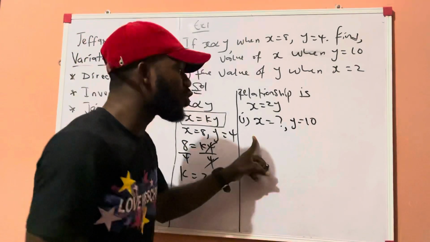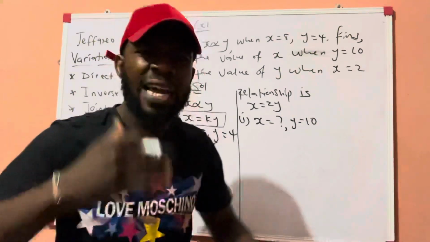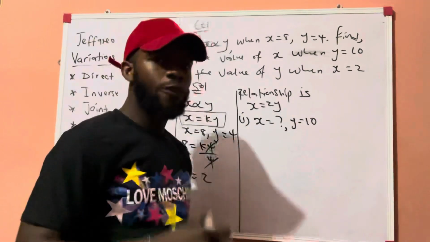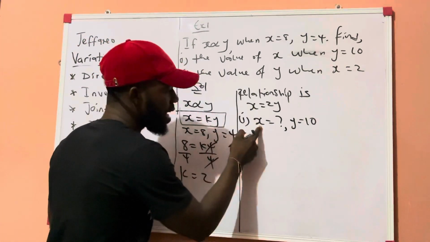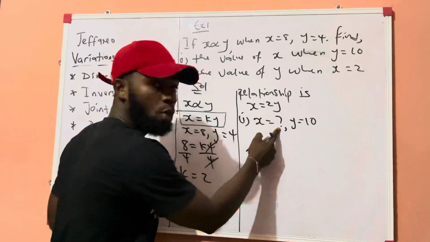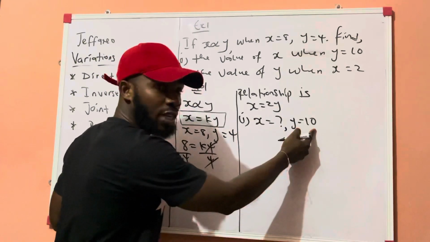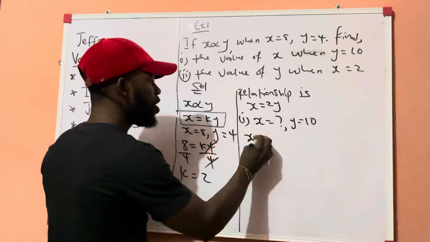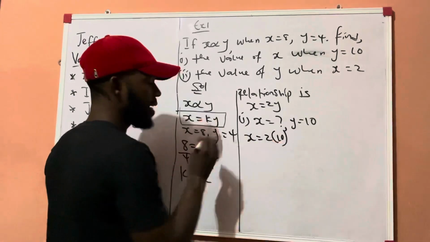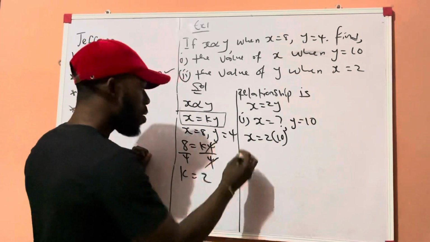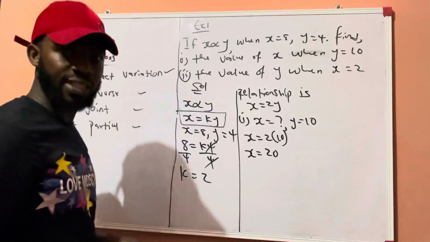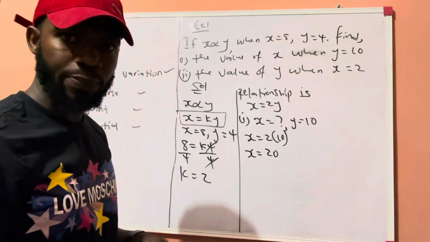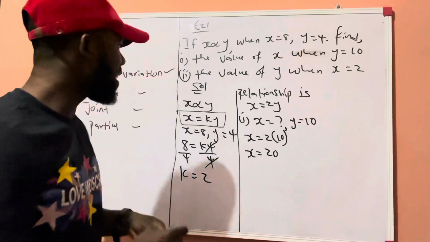What will you use to solve Roman figure 1? The relationship. This is the reason why we solve for the relationship first. Now, using the relationship, anywhere I see x, I will still put x there because we don't know x. But anywhere I see y, I'll put 10. So automatically, x is equal to 2 brackets 10. And what does brackets mean? Times. Automatically, x is equal to 2 times 10, which is equal to 20, using the relationship.